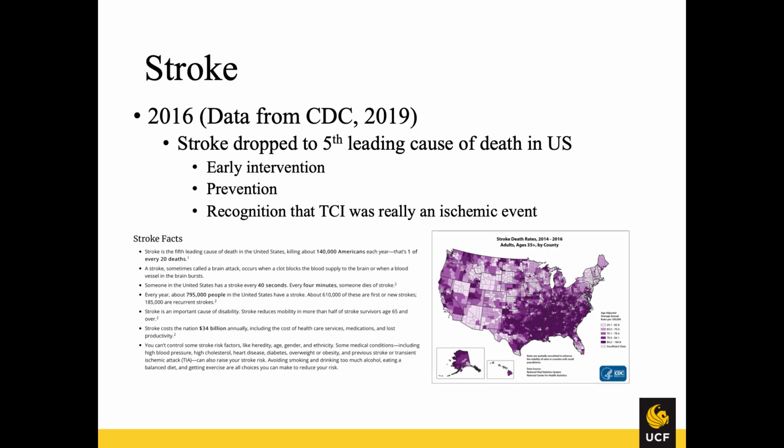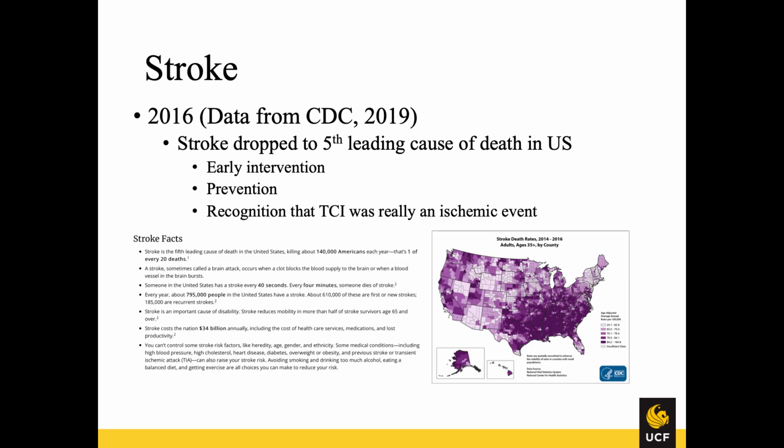So what are some facts here? Stroke is, like I said, the 5th leading cause of death. It kills about 140,000 Americans each year. That's 1 out of every 20 deaths. A stroke, sometimes called a brain attack, occurs when a clot blocks the blood supply. We already know that. Or it can be hemorrhagic, where the vessel bursts. Someone in the U.S. has a stroke every 40 seconds. Every 4 minutes, someone dies of a stroke.